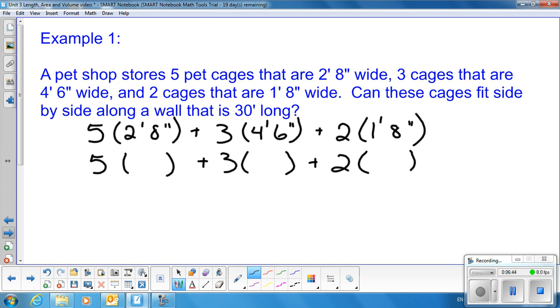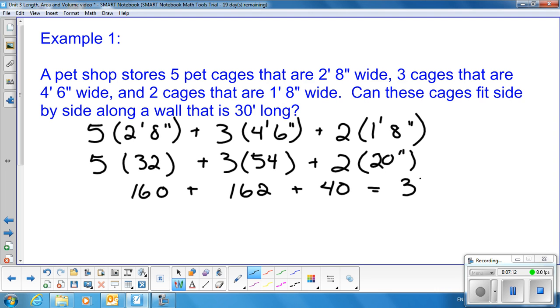So 2 feet 8 inches is a total of 32 inches. 4 feet 6 inches is a total of 54. 1 foot 8 inches is a total of 20 inches. Now we can multiply. 5 times 32 is 160. 3 times 54 is 162. And 2 times 20 is a total of 40. Adding those up gives us 362 inches in total. That's how much space the cages are going to take up.